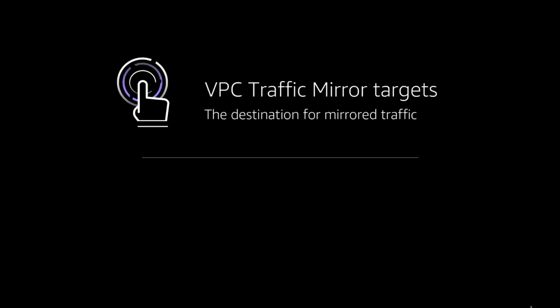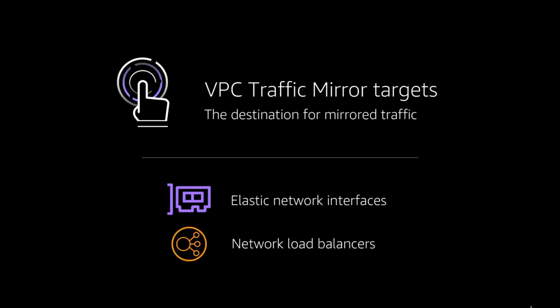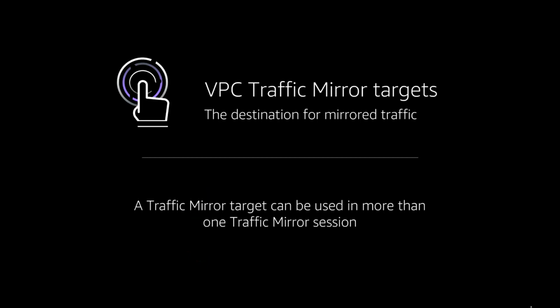Let's go with target first. So target, as I mentioned, is a destination for your mirror traffic. As we speak, there are two possible targets that you can use. One is the ENI, or Elastic Network Interface, of an EC2 instance, or you could actually use Network Load Balancer as a target. You could have multiple sources pointing to a target.